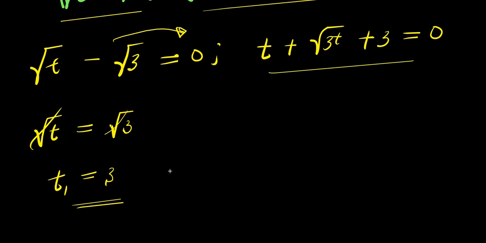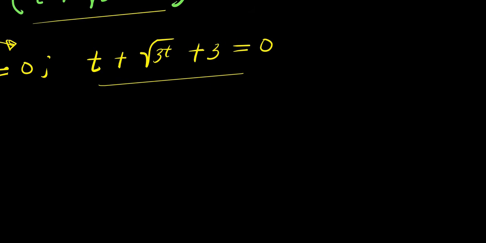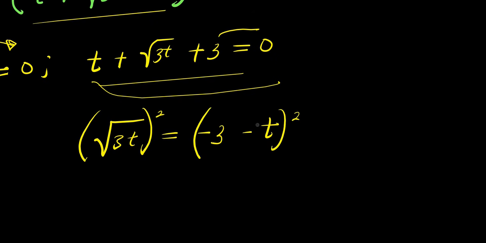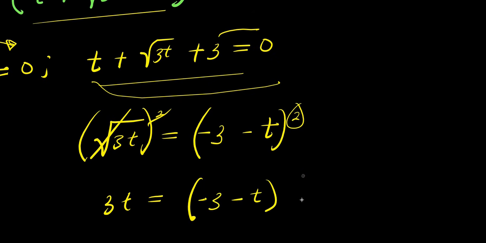For this, I will solve for the other values of t. So what I'm going to do will be to move 3 over here and move the t over here. So we'll be left with square root of 3t equals, this is negative 3 minus t. So the next step I'm going to take will be to take the squares of both sides of this equation. So this cancels this. Square root of 3t squared equals the square of negative 3 minus t. That's negative 3 minus t.